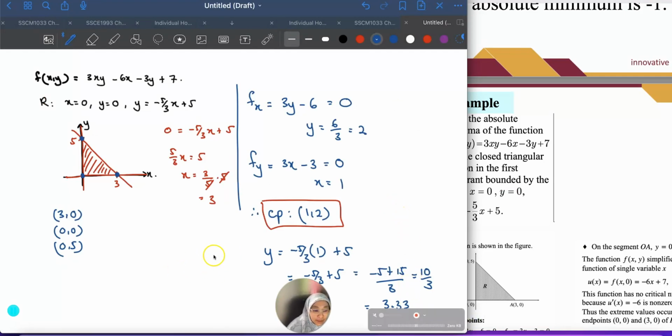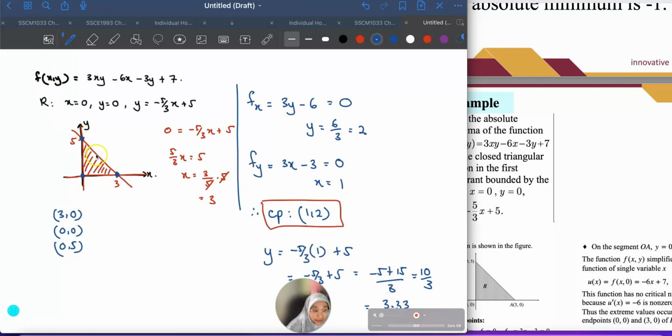Okay, so to check whether the point 1, 2, where x is 1, y is 2, is lying in the region or not, we just want to know whether the 2 here is higher than the line here. So what I'm doing is I substitute x equal to 1 into the y function here, to check what value I should obtain.